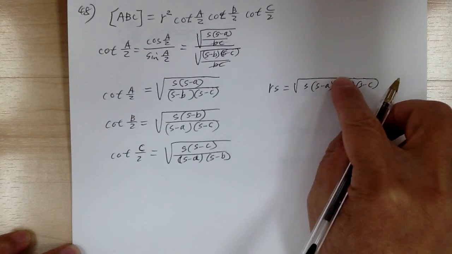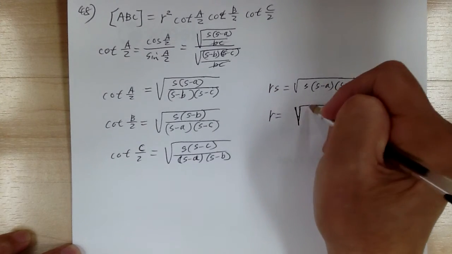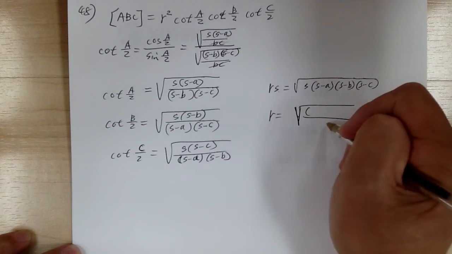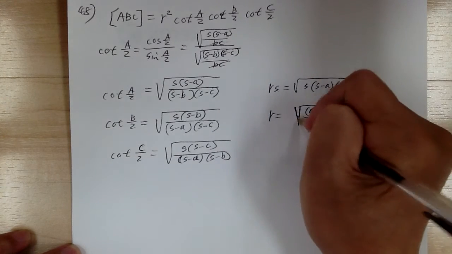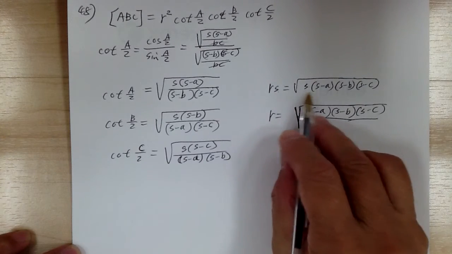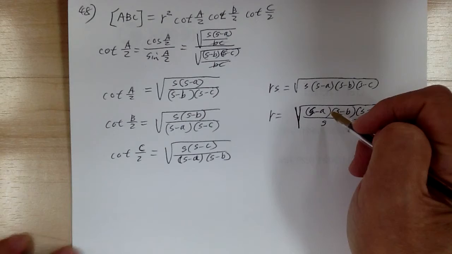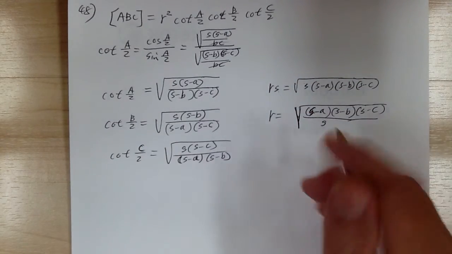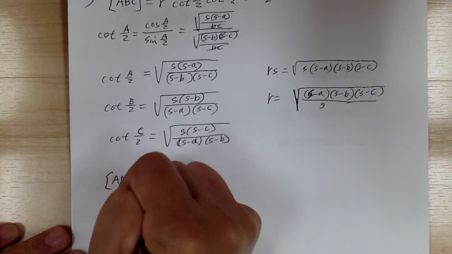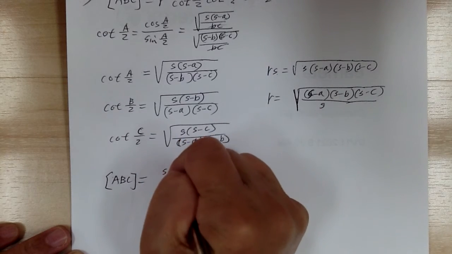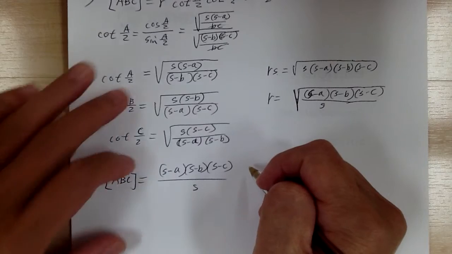So this is the k. So r equals square root of, when you divide by s, s minus a, s minus b, s minus c over s. You can think of this as the square root of s squared, so when you divide, you end up with a square root on the bottom, and you can cancel with whatever is on the bottom. So now if you put everything in here, the area of ABC equals, squaring that, s minus a, s minus b, s minus c over s, times this three over here.